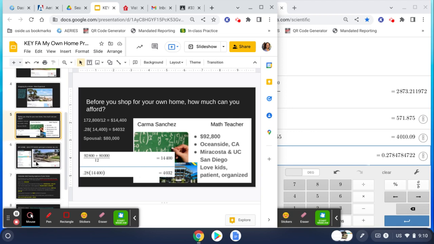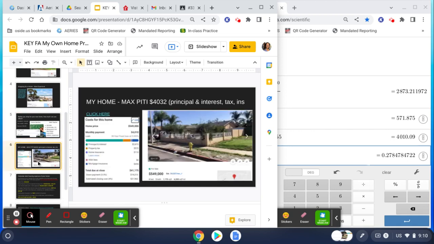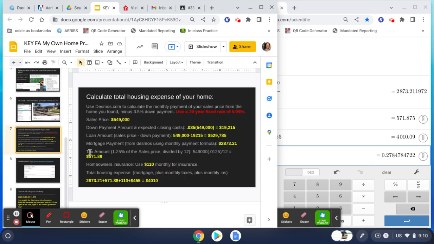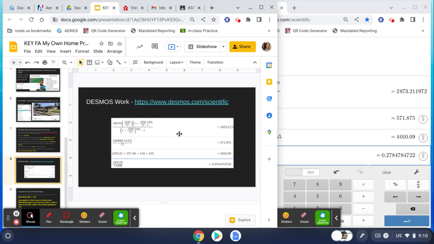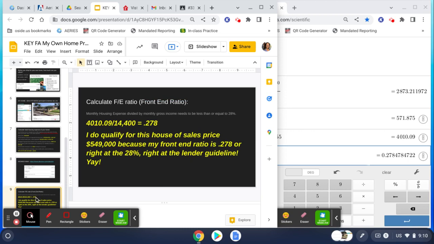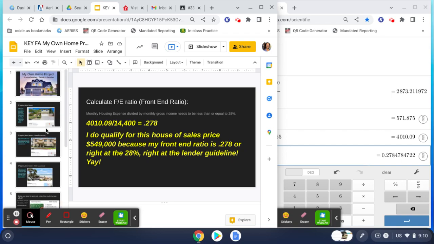The home you chose from Realtor.com. By the way, it has to say for sale. It can't say pending or contingent. Your slide 7 should be filled in using all this information. Please use a rate of 5.09. Then your Desmos work pasted in on slide 8. And slide 9 is just going over your front end ratio. And you're done.